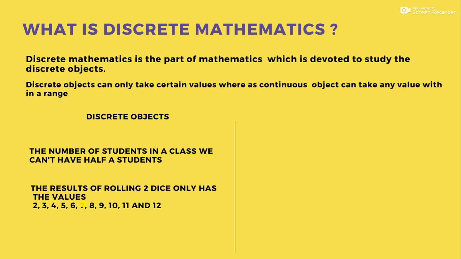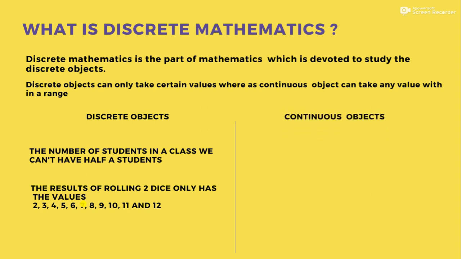Another example of a discrete object is the number of alphabets in a language. In a language we have a discrete number of alphabets. Another example is the number of alphabets in your name. So we have a fixed number of alphabets. So these are examples of discrete objects.